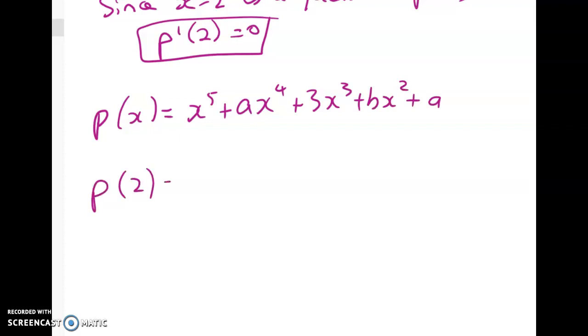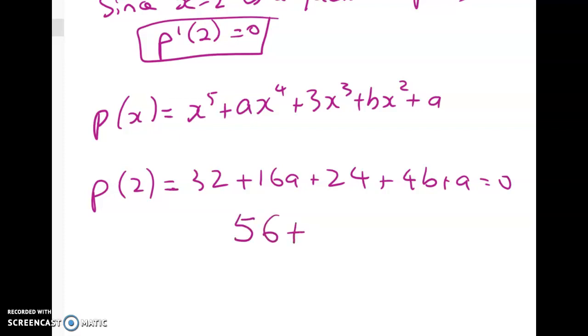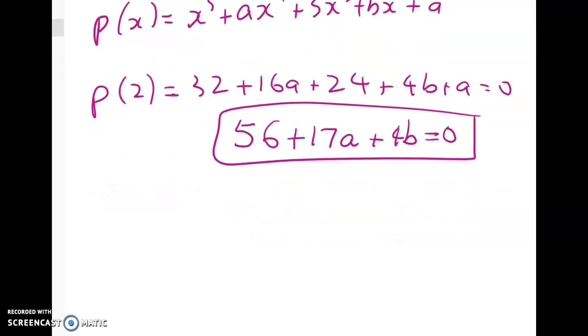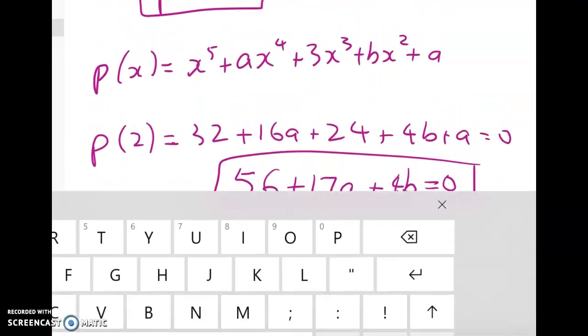Substituting in 2 gives me 32 plus 16a plus 3 times 8, 24, plus 4b plus a, and that equals 0. So let's clean that one up first before we go any further. We get 56 plus 17a plus 4b equals 0. So that's equation 1. Now, what's p dash of x?